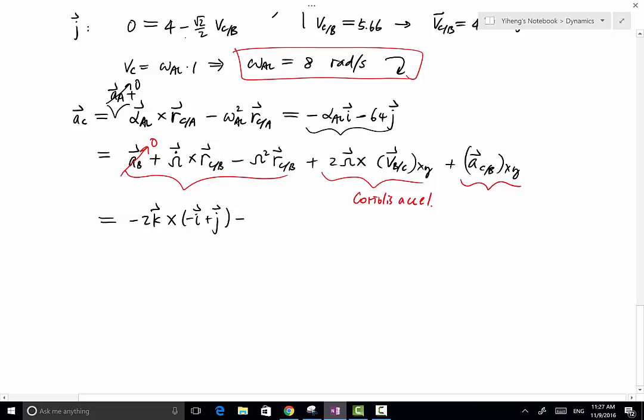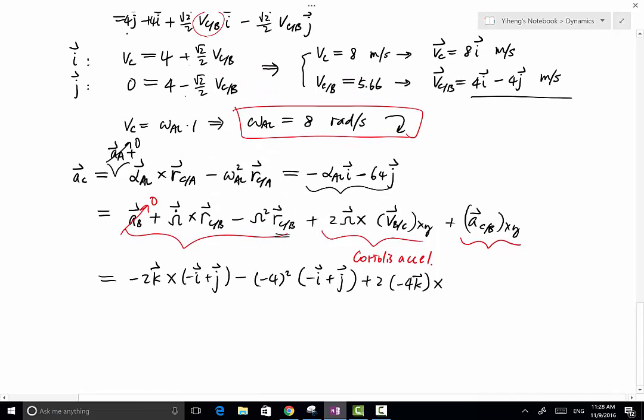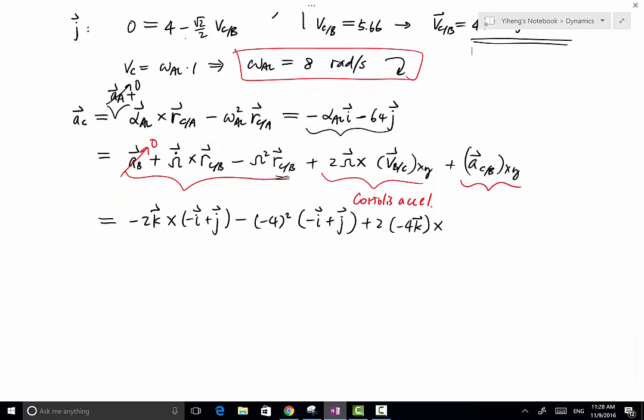And then omega is negative 4k, so this is simply negative 4 squared times negative i plus j, again r_C over B. Sorry, r_C over B. This right here. And then plus 2 times negative 4k cross v_B xy, which was determined here, remember? So that is 4i minus 4j.